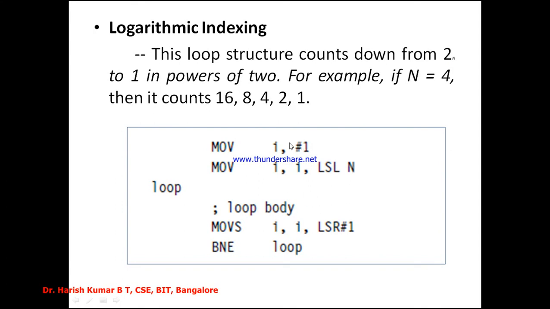Now to do that, I'm moving 1 to the alternative name for some register, that is I, and then shift left logical by n bits. So here it is 4. If I take 4 here, this loop is going to repeat for these values: 16, 8, 4, 2, 1. First it will be 16, then 1, 2, 3, 4, 5. 5 iterations it will go.